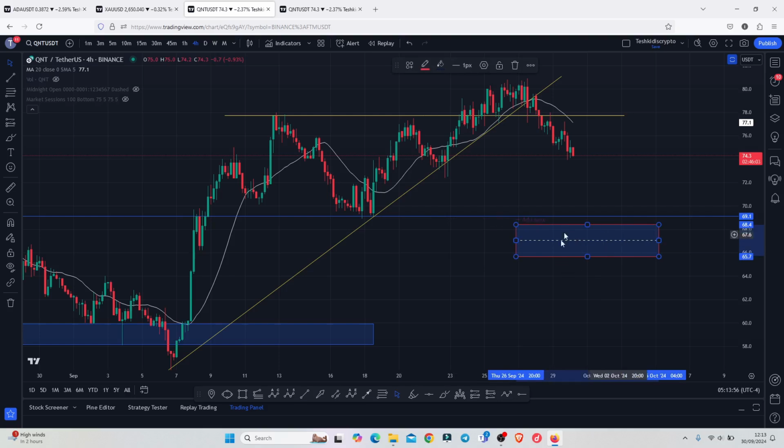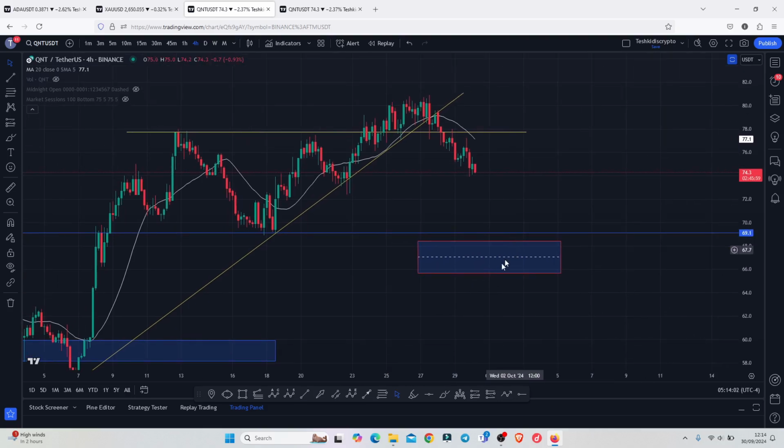And once we have a low in place for this movement over here, then I will be expecting to see QNT give us a reversal to the upside, manage to break above key areas of resistances in a move that can get us back above the $90 in the next coming days.